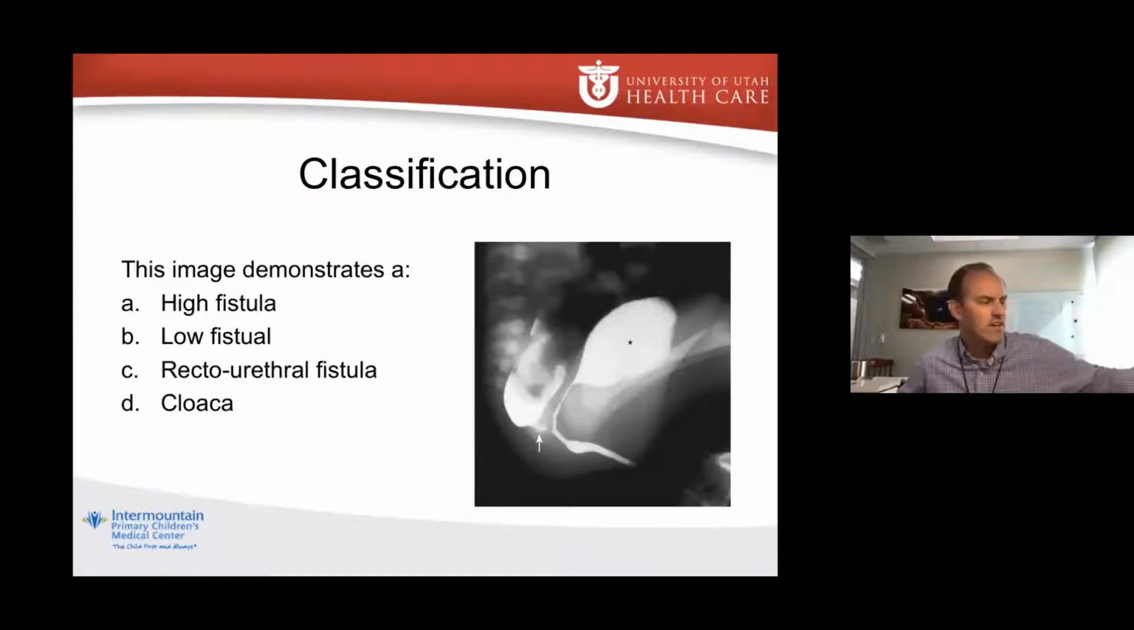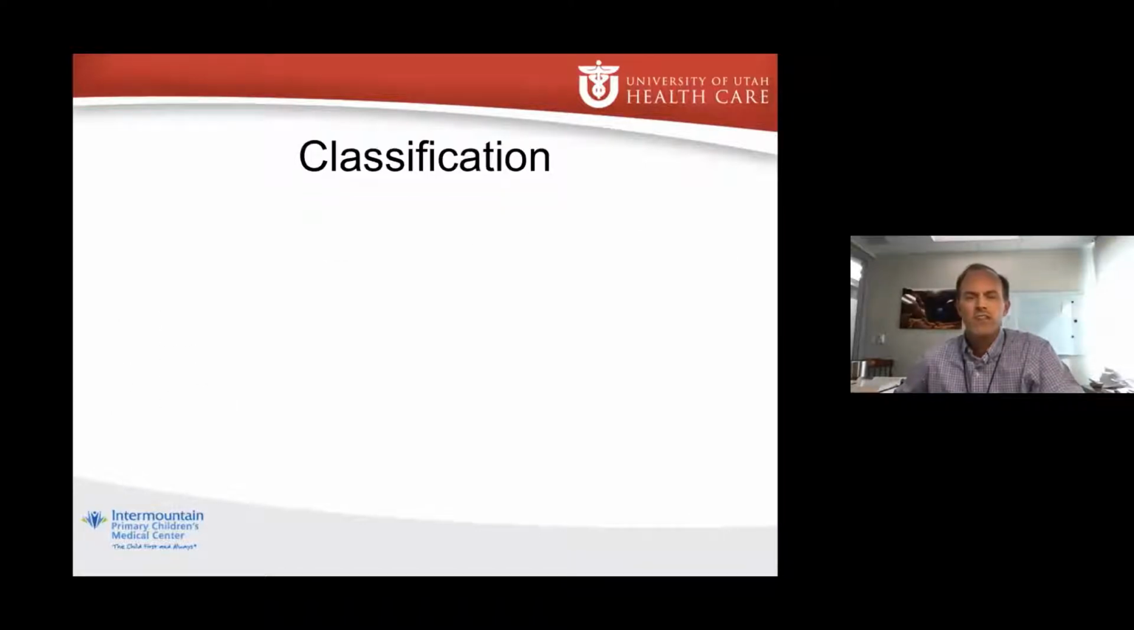So for classification, here's another poll question for you. This image demonstrates a high fistula, a low fistula, a rectourethral fistula, or a cloaca. I guess I'm supposed to wait 20 seconds. This is the long, awkward pause. Okay. So yeah, it's a rectourethral fistula. We fooled a couple of people, but yeah, the classification of high and low really is not used anymore.